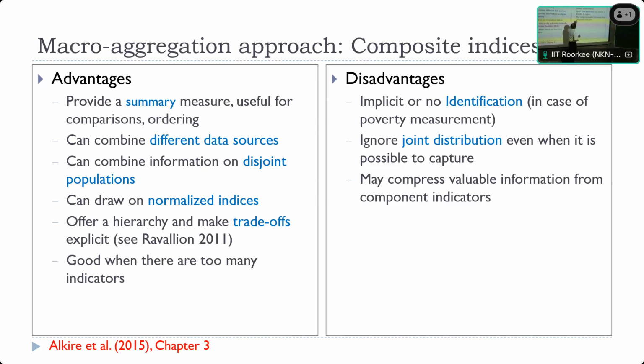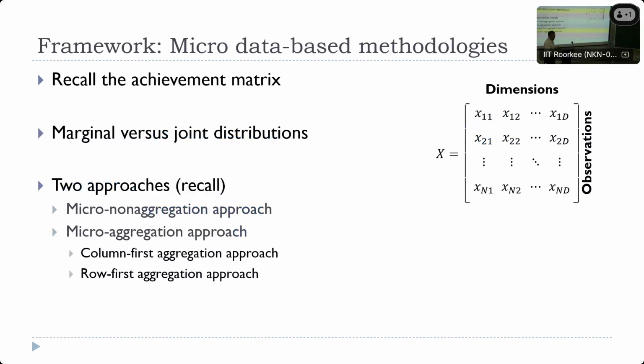And sometimes it may contain valuable information on component indicators. You will see when we talk about the discounting approach, we will be able to open up after we aggregate. We will be able to understand its distribution, understand which indicators are contributing, and so on. Such things are not possible with composite indices. Okay. Let's just recall the achievement matrix, so that we will slowly now move on to micro database methodologies.